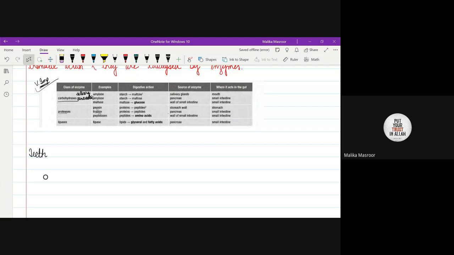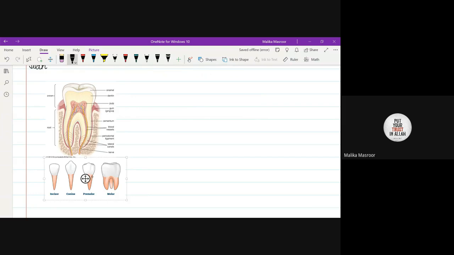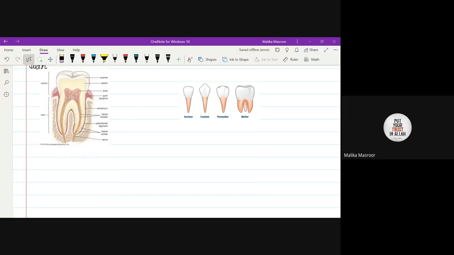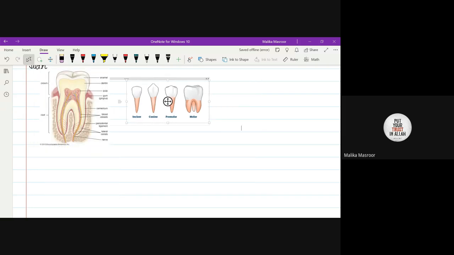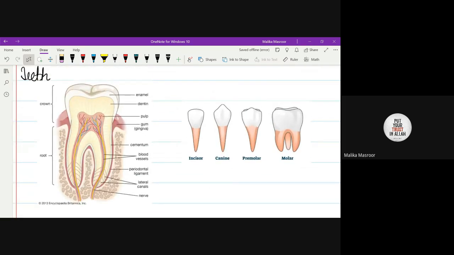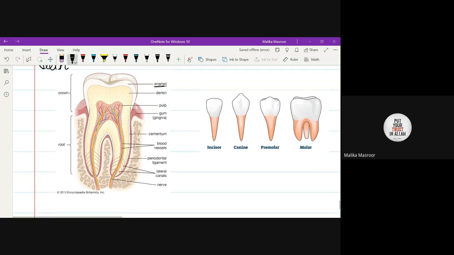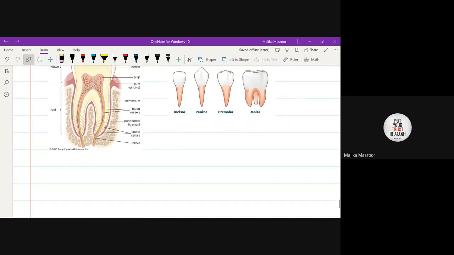All right, now if I show you, look at this. This is one tooth, and these are the different types of teeth that we have. Look at this. Now look at your tooth. The part of the tooth above the gum is covered with enamel, as you can see here. Enamel is the hardest substance made by animals, but it can be dissolved by acids.